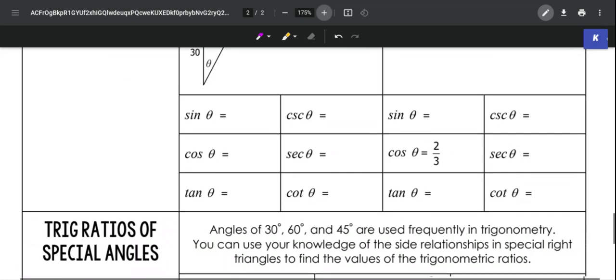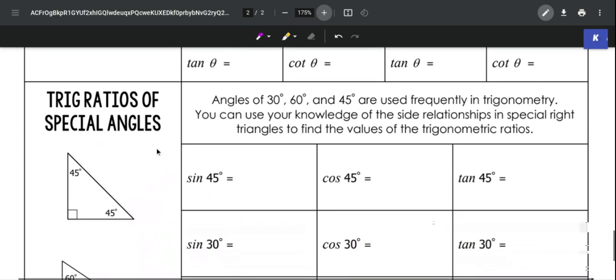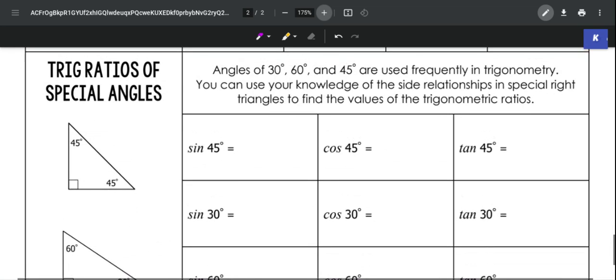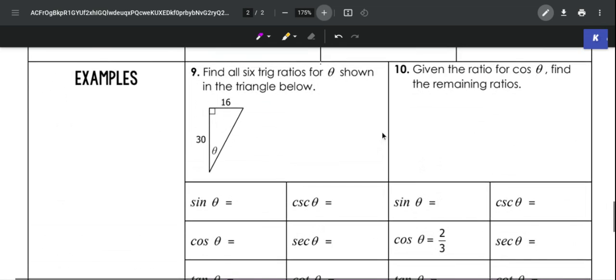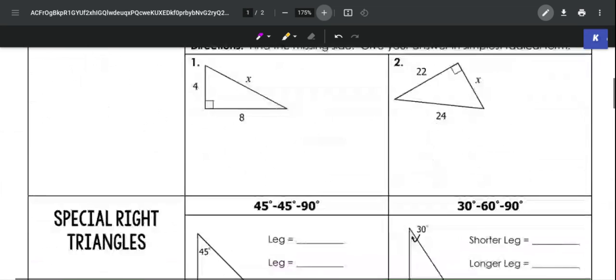And then we're going to look at some trig ratios with special angles. So this won't be too difficult, I don't think, but we're going to look at it anyway.